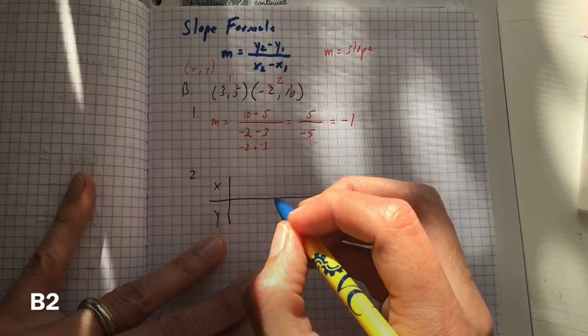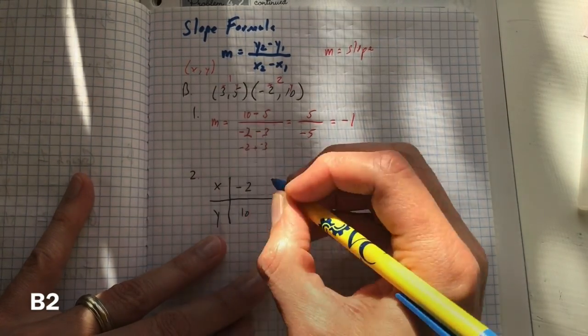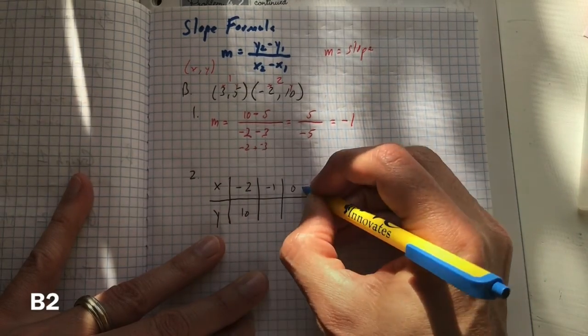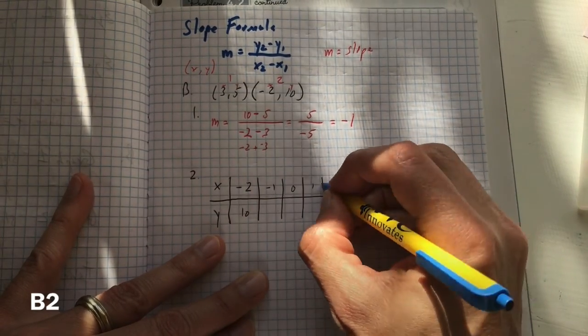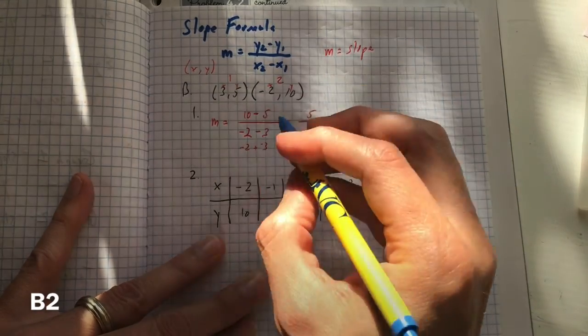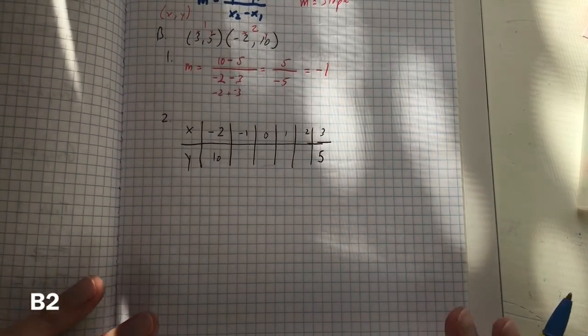And I know that I'm gonna start off with, maybe I have like my -2 and 10, but maybe I need to go in and find out a couple others. So -1, 0, 1, 2, and 3. And I know this one's gonna be 5 there. So these 2 points we've got to work through.